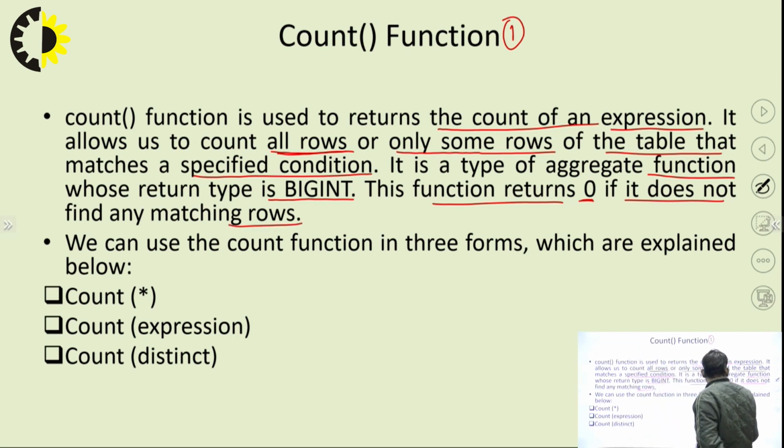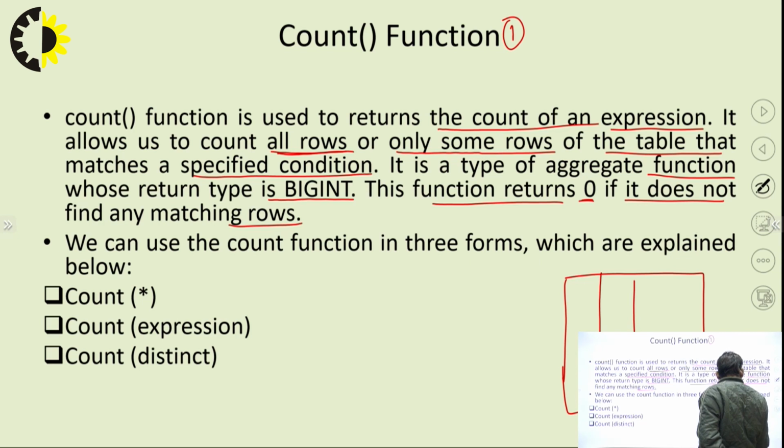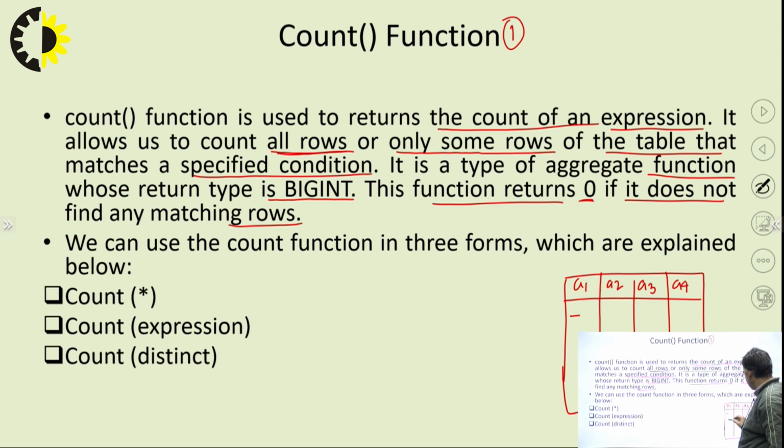Let's suppose we have a table. This table contains some attributes and some rows. Here we have A1, A2, A3 and A4. There are some values given in it. These are the values which are given.